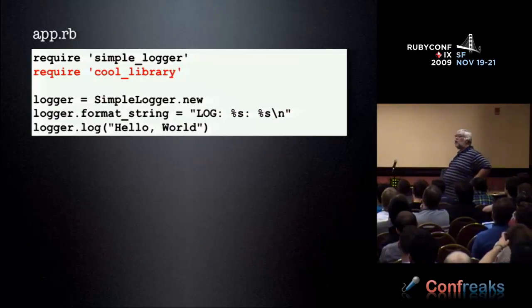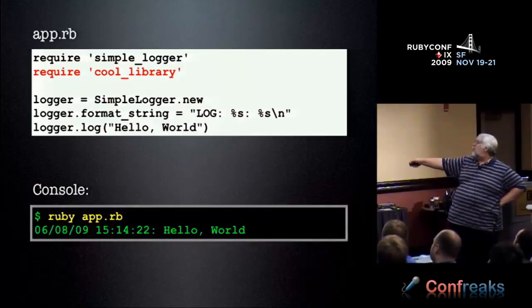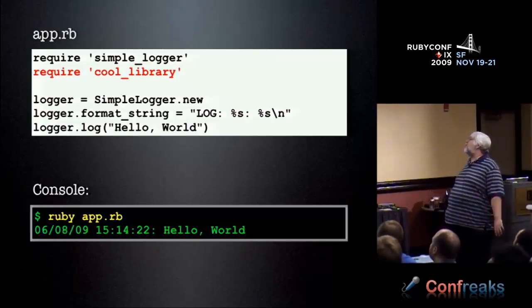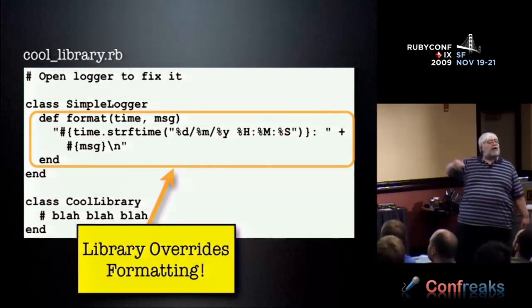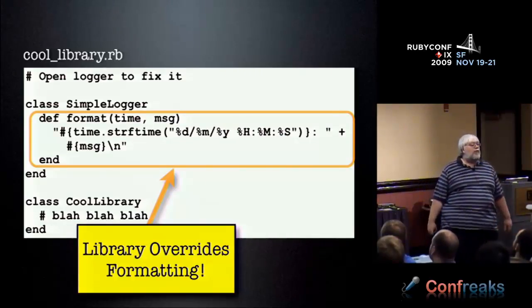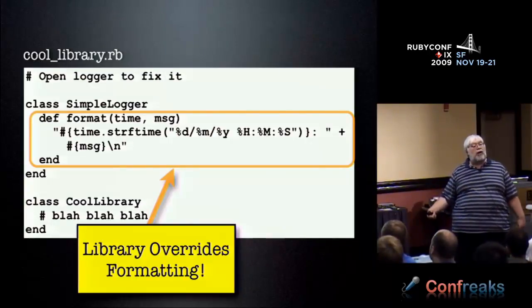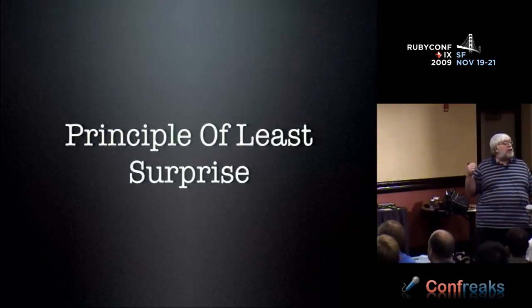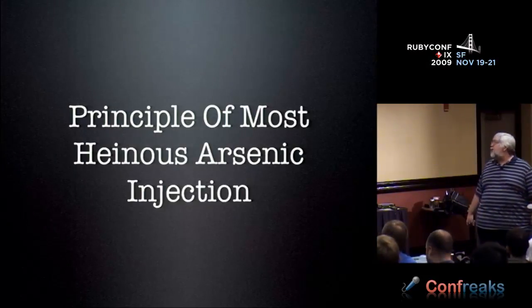Now we include that really cool library. And we run our program again, and oops, what's happened here? Our log colon message is gone. It's disappeared. What they've done is gone into the cool library, opened up the class, and replaced the format command, because they needed some more explicit control over the formatting. Well, they went in and clobbered software that your code depends upon and has broken your code. So rather than the principle of least surprise, our infamous former Ruby community member called this the principle of most heinous arsenic injection.